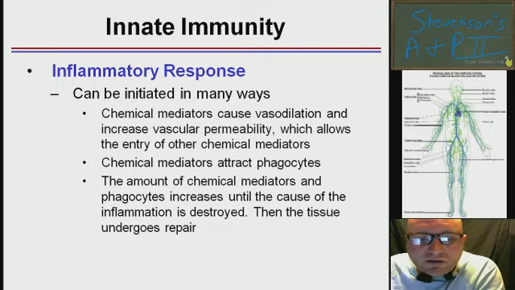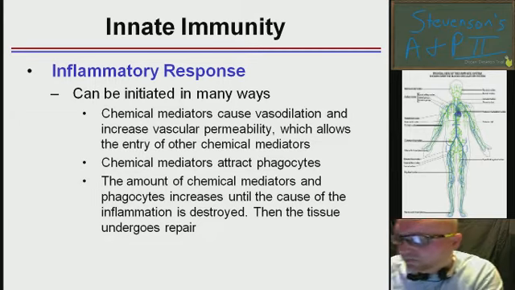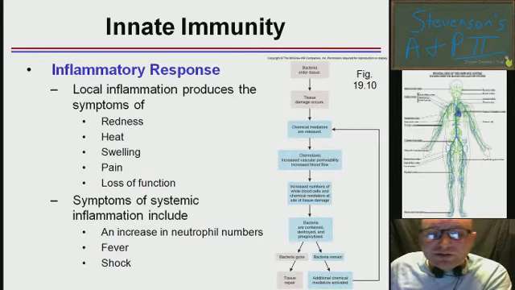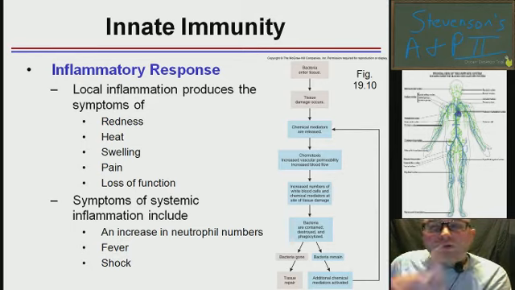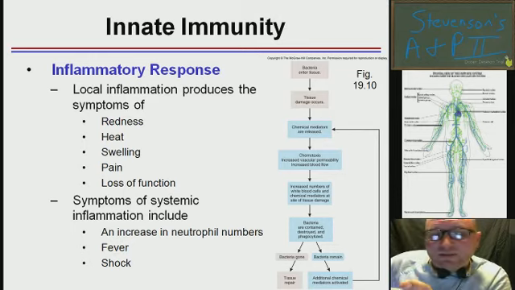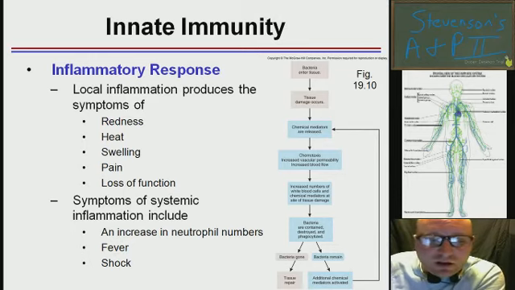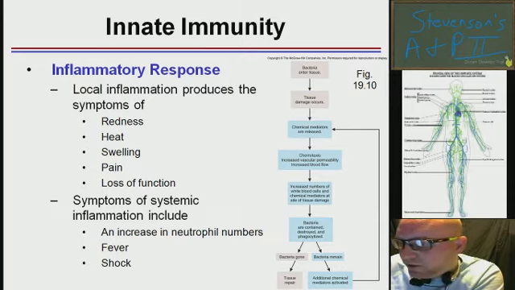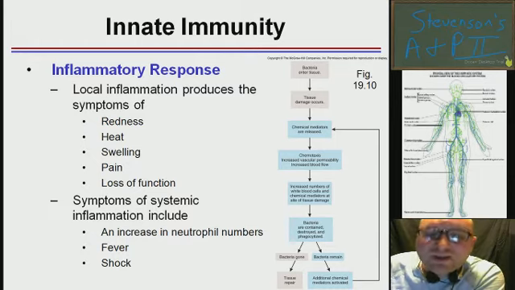The amount of chemical mediators and phagocytes increase until the cause of the inflammation is destroyed. Then the tissue must be repaired. The inflammatory response: local inflammation produces symptoms of redness, heat, swelling, pain, and loss of function. Symptoms of systemic inflammation will also include an increase in neutrophil numbers, an increase in fever, or in extreme cases, you would even end up with shock.